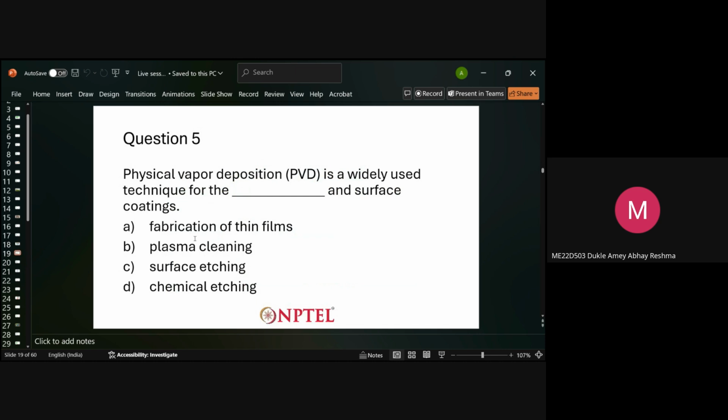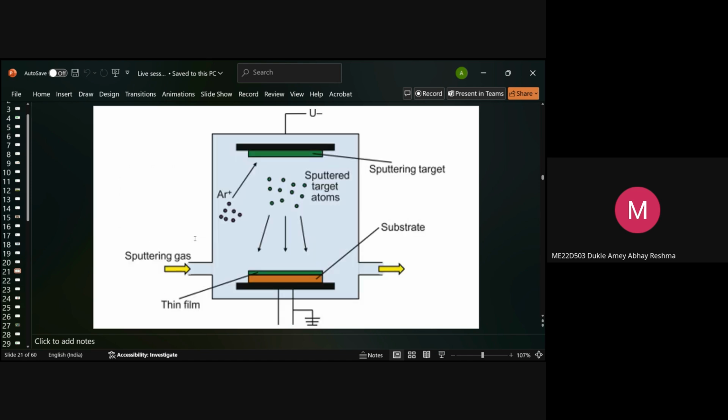The next question is, physical vapor deposition is a widely used technique for the dash: surface coatings, fabrication of thin films, plasma cleaning, surface etching, or chemical etching. The answer is fabrication of thin films. This is a schematic of a PVD process. Basically, it's an argon chamber, and there will be a sputtering target. We want to coat gold on a silicon wafer.